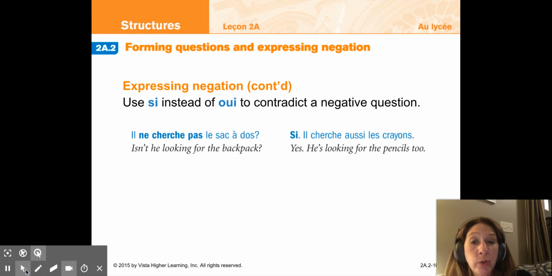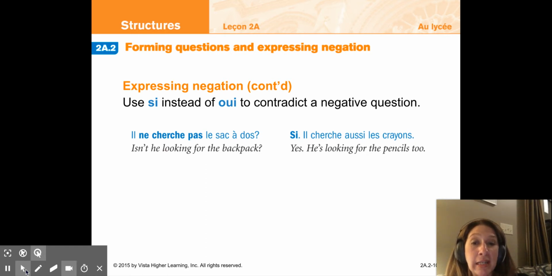You can also use, and this doesn't happen a ton, but it does happen sometimes, si instead of oui. And I know you're all thinking to yourself, wait, si is Spanish. No, si happens multiple times in French. There's actually three different meanings of the word si in French. We're going to talk about this first one right here. Use si instead of oui to contradict a negative question. So if the question was, Il ne cherche pas le sac à dos, isn't he looking for his backpack? You could say, Si, il cherche aussi les crayons. Yes, he's looking for the pencils too.